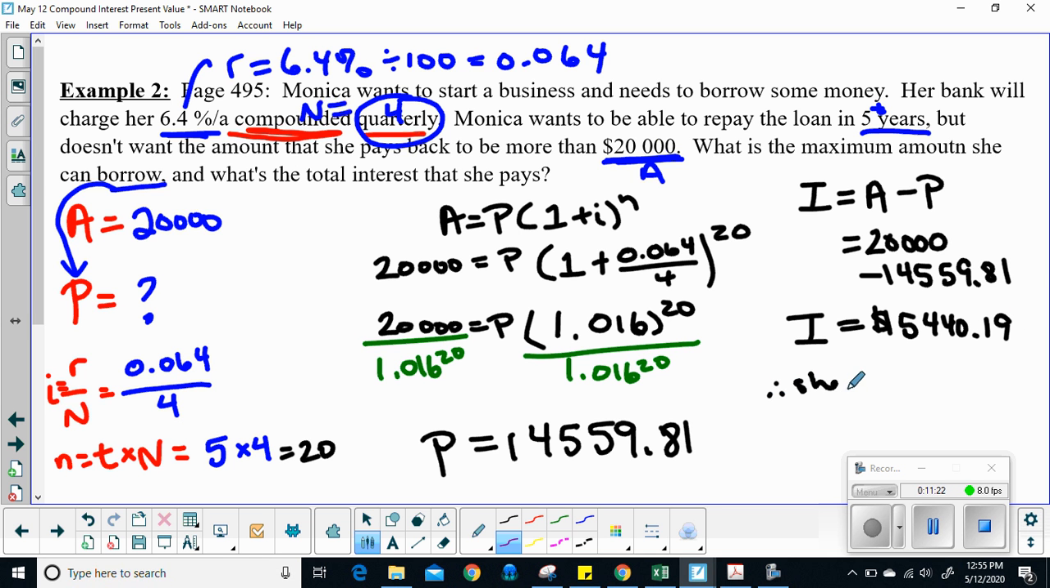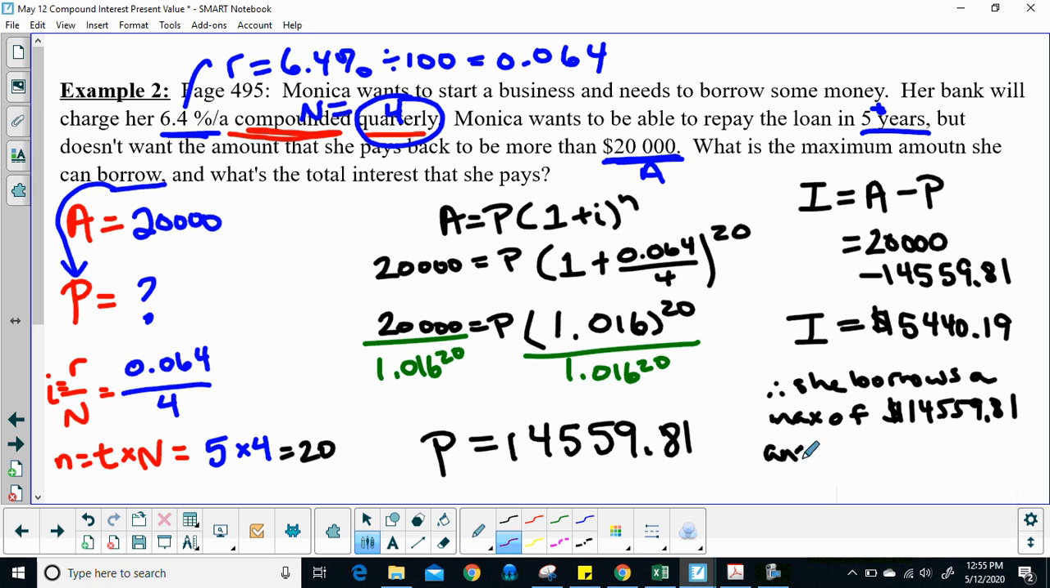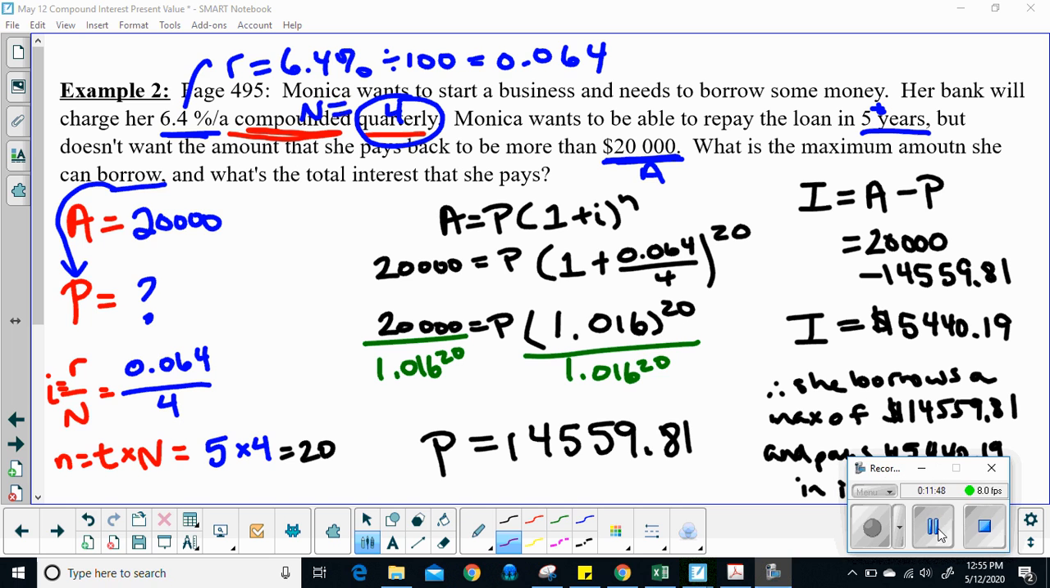So therefore, she borrows a max of $14,559.81 and pays $5,440.19 in interest. And there you have it. That is compounding interest rearranging.